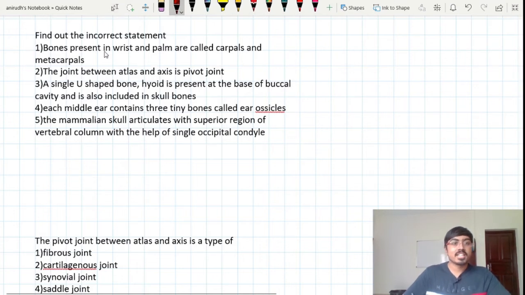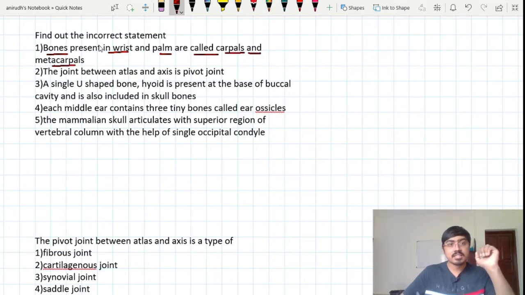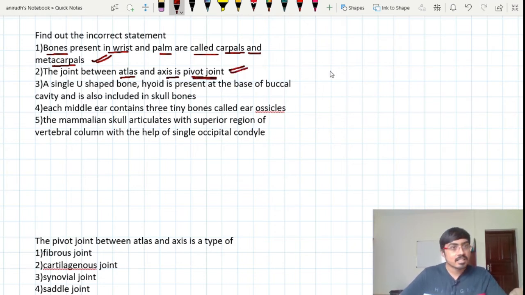Find out the incorrect statement. Bones present in the wrist and palm are called as carpals and metacarpals. Okay, bones in the wrist, carpals. Bones in the palm, metacarpals. We have seen that, isn't it? Is it a correct statement? Yes, it is. The joint between atlas and axis is a pivot joint. Yes, obviously, we have discussed that. It is a correct statement.